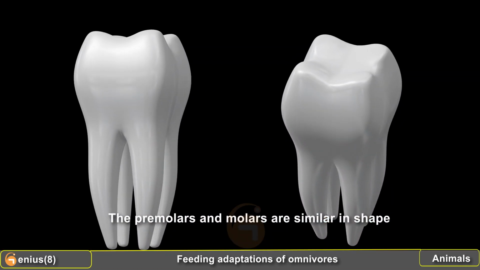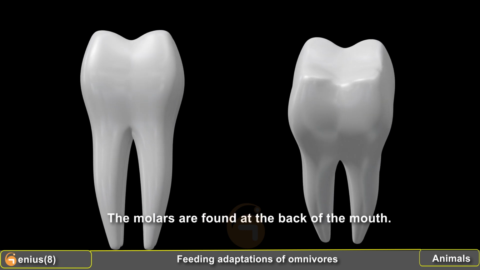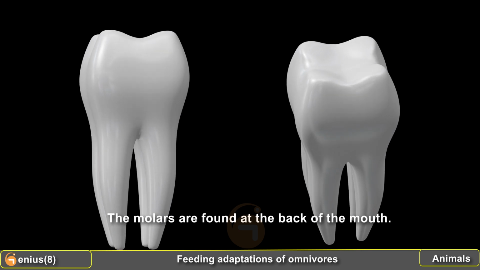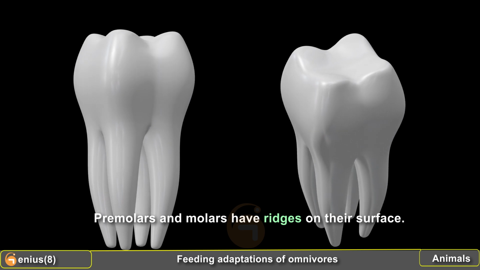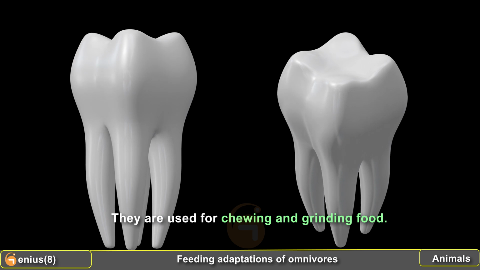Premolars and molars. The premolars and molars are similar in shape. The molars are found at the back of the mouth. Premolars and molars have ridges on their surface. They are used for chewing and grinding food.